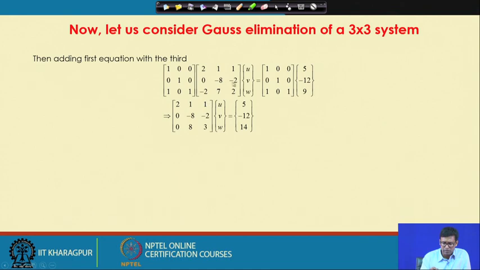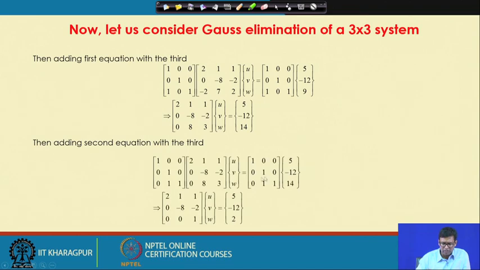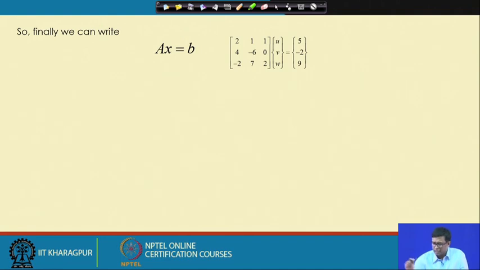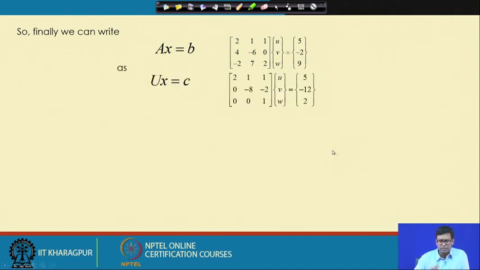The next step is adding the first equation to the third. With this new matrix, I added the first equation to the third, and this is the multiplier matrix, and we get a matrix like this. The next step is to add the second equation to the third, and we multiply with another matrix, and we get this particular matrix form. So, now we can finally write that A x is equal to b, my initial matrix equation, is changed to U x is equal to c, where U is an upper triangular matrix.